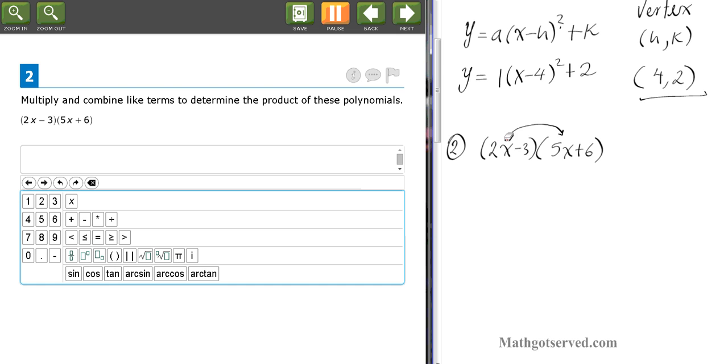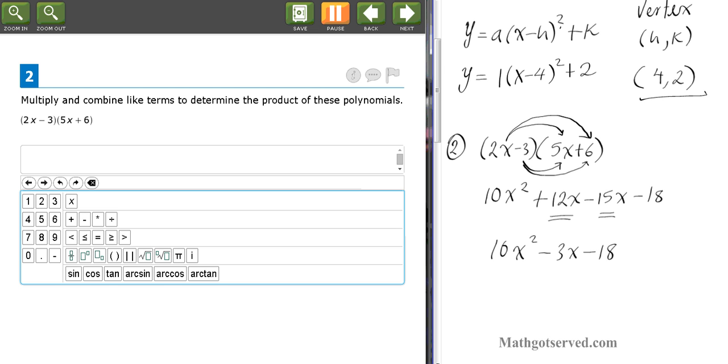So first, 2x times 5x, that's 10x squared. And then outer, 2x times 6, you have plus 12x. And then you're going to distribute the negative 3 to these two terms in this quantity. Negative 3 times 5 is negative 15x. And then negative 3 times positive 6 is negative 18. We can combine the like terms, which are the first degree terms in the middle. That yields 10x squared minus 3x minus 18.